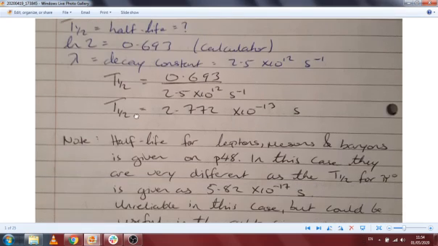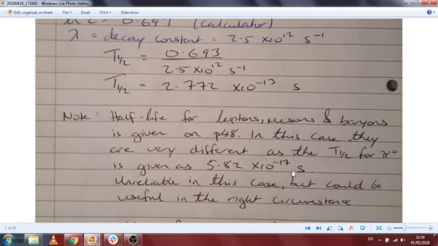Now I've got a couple of notes to finish. So the half-life for leptons, mesons, and baryons is given on page 48 of the tables. So you could use that page to check your answer, but the listed figure is 5.82 by 10 to the minus 17 per second. So that's very different, mostly in the powers. They're a difference of 10 to the minus 4. So they're not actually that close, so it's not useful. Check the marking scheme, that is the correct answer. So it's unreliable in this case, but it could be useful in the right circumstances.